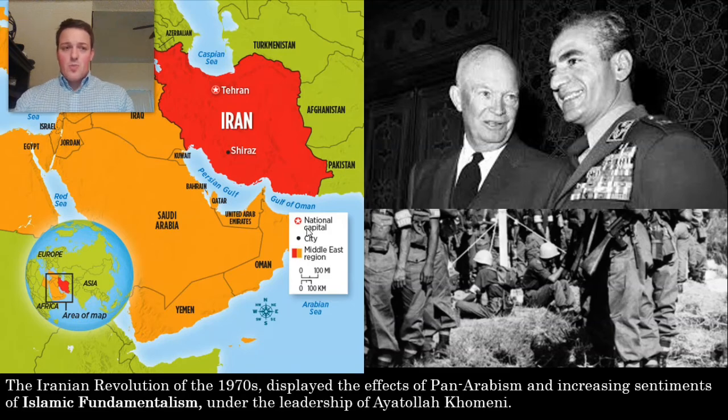In fact, the first ruler of Iran, the Shah, was kind of strategically picked by the United States. I mean, I referenced it before, but the dirty tricks boys at the CIA definitely had their hands in this. And you can see the relationship there with Eisenhower and the Shah.